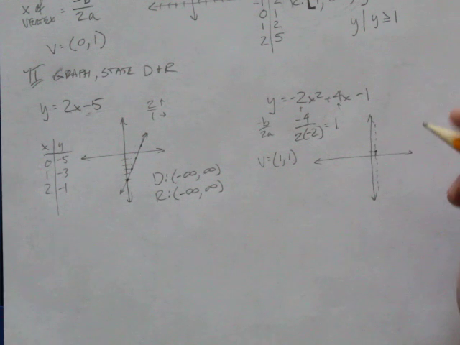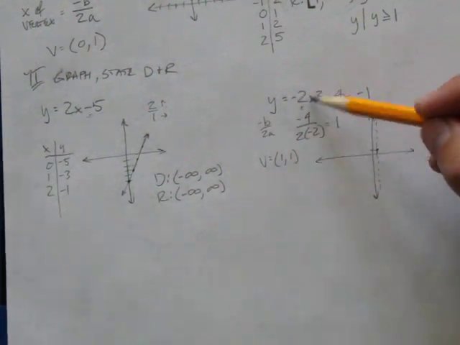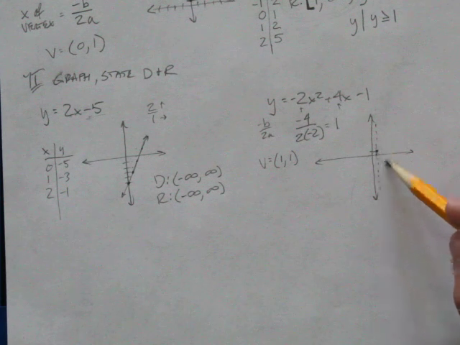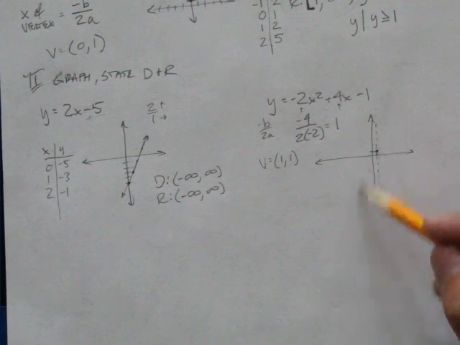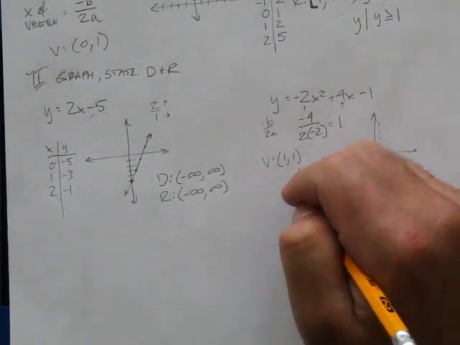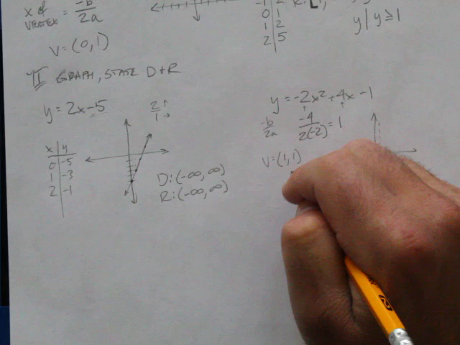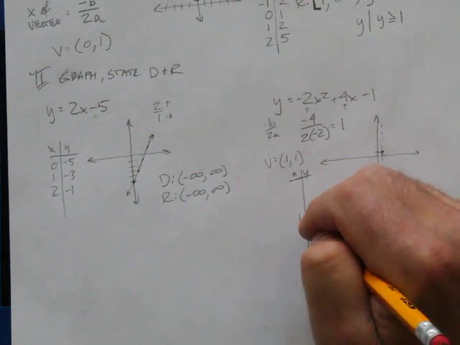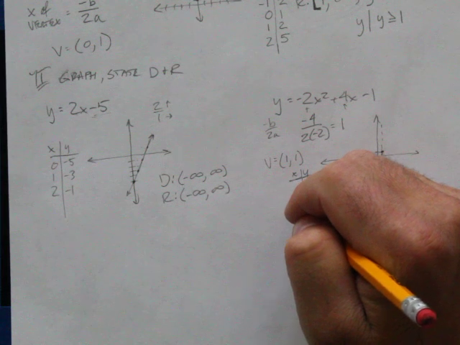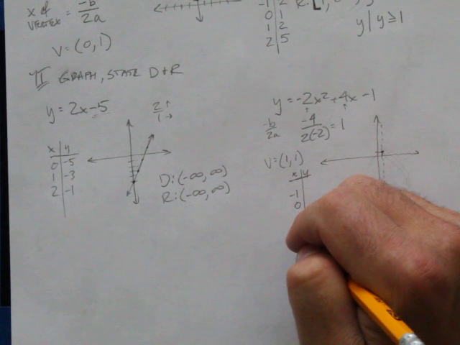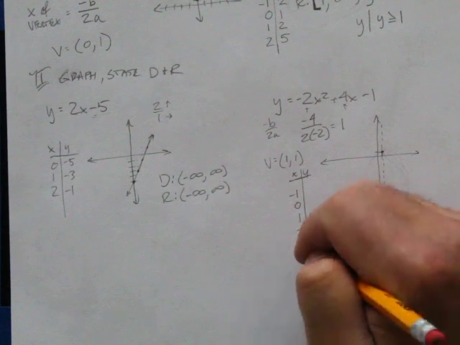There's my vertex. Now I know that since the a value is negative, my parabola is going to go down like this, but I don't know exactly what points are going to be there yet. So I'm going to plug in some x and y points. I'm going to put my vertex right here, (1, 1), and now I'm going to plug in 0 and negative 1, and I'm going to plug in 2 and 3.